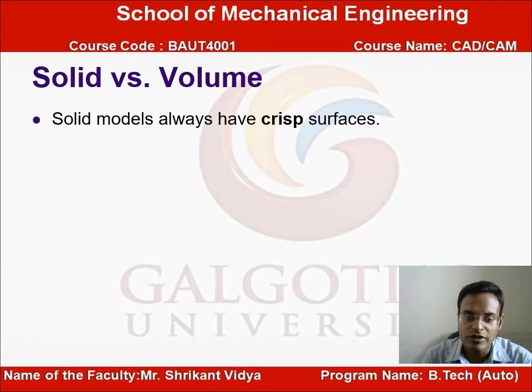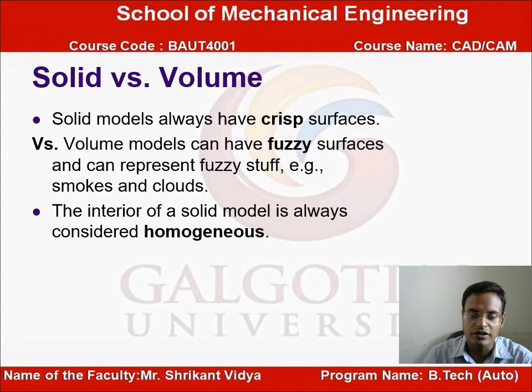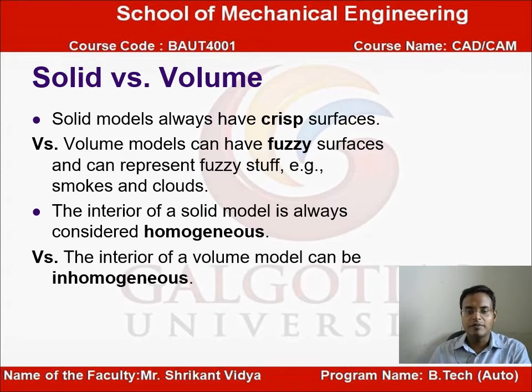So solid versus volume, what is the difference? Solid models always have crisp surfaces, while volume models can have fuzzy surfaces and can represent fuzzy stuff like smoke and clouds. The interior of a solid model is always considered homogeneous, while the interior of a volume model can be inhomogeneous also. So that is the difference between solid modeling and volume modeling. Solid models have crisp surfaces, volume models have fuzzy surfaces. The interior of a solid model is always homogeneous, while the interior of a volume model can be inhomogeneous; it can be homogeneous also.